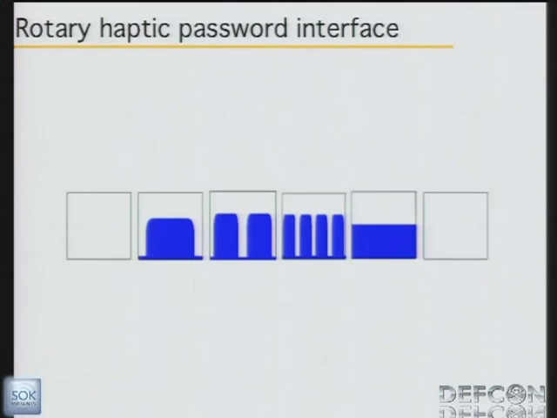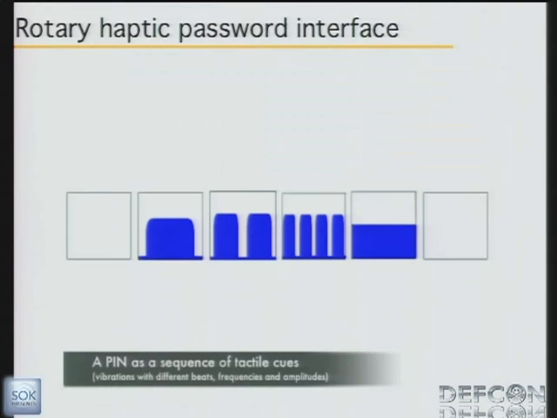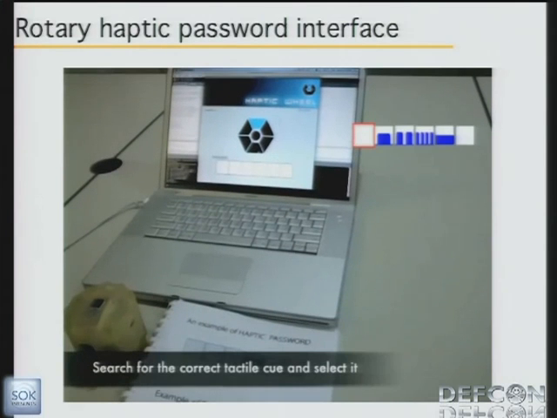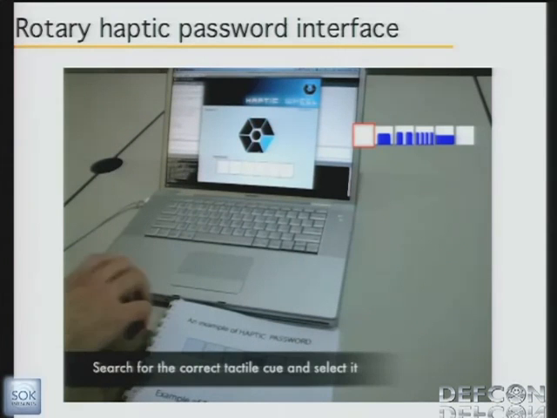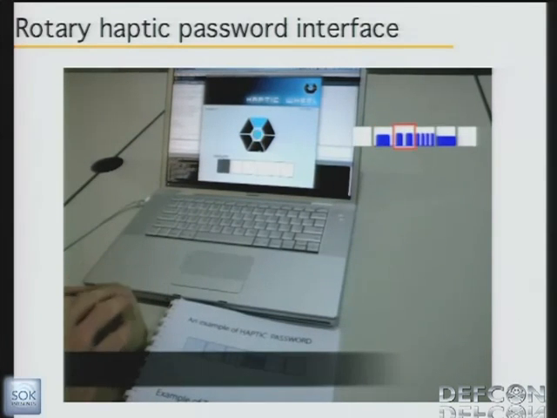So previously, Andrea had done an interface with a rotary wheel where you searched for a tacton by spinning this wheel and then selected it. So kind of like a knob interface to the tactile keypad. So this is the same kind of tactons and a 3D printed knob with a vibrotactile element, and you just kind of spin it and search for the one that's the right one, press the button to enter, and move on to the next one.